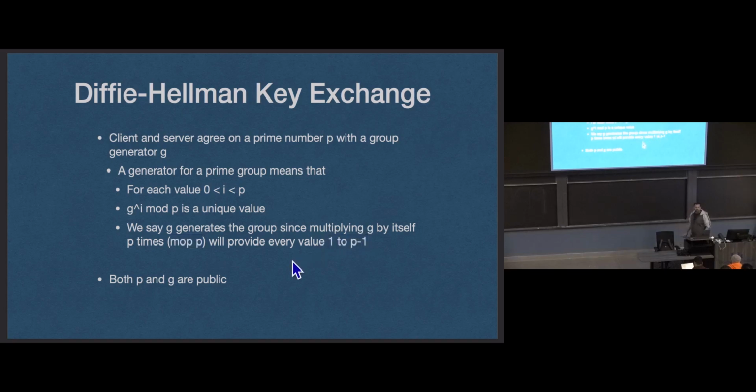So G is a generator. If you keep multiplying G by itself, it'll cycle through mod P. It'll cycle through all the values 1 to P minus 1 in some crazy order. There will be a lot of properties to that order. It won't be 1, 2, 3, 4, obviously, but that's what we want. G and P, where G generates the group P, and P is prime. These are public values. Everybody gets to know these. Everybody on the planet can know P and G.